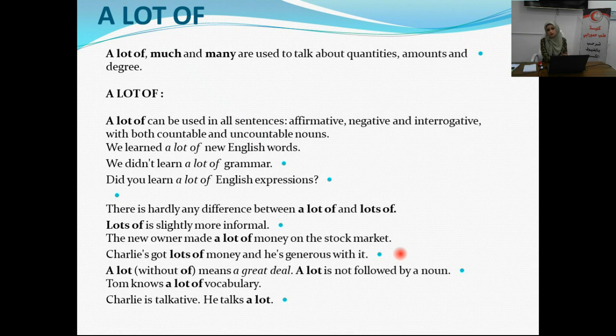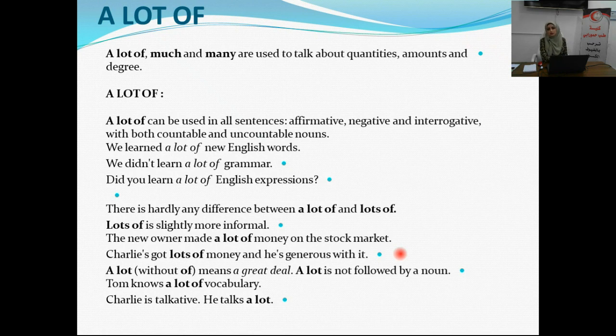So when we are going to talk, we are going to decide that through the situation, whether it is formal or informal. We have "The new owner made a lot of money on the stock market." So we use here "a lot of" in a formal situation. "Child has got a lot of money and he is generous with it." But with "a lot" without "of," it means a great deal. So "a lot" is not followed by a noun.